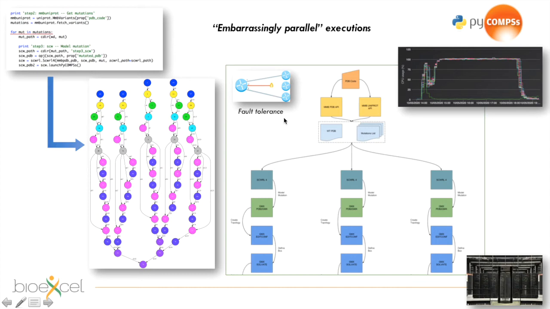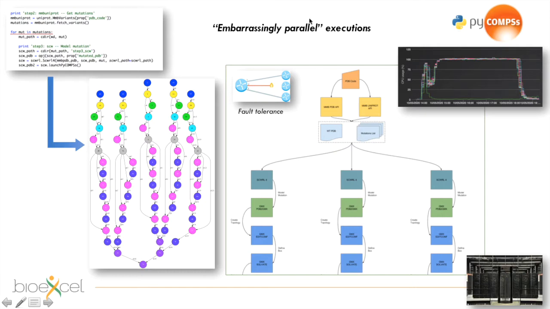PyCOMPSs also has fault tolerance of some of the branches. If any of the branches fails, the rest of the branches will continue the execution. Of course, if there is a dependency at the end that needs all the output of the rest of the branches, this is not working. But if there is no dependency at the end, this fault tolerance is really important. Imagine if we have like 20 different molecular dynamics simulations and just one of them crashes. We want the rest of them to reach the end of the simulation.